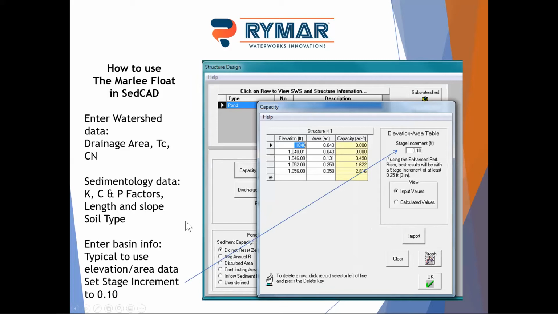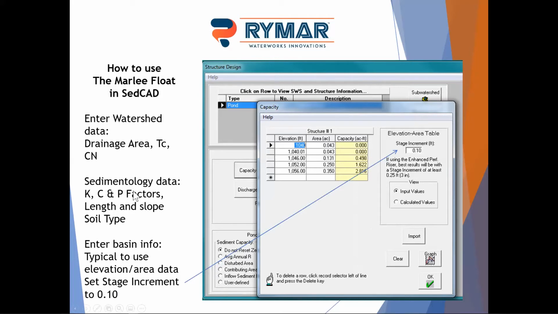When you do this, I'm not going to go through all the details of SEDCAD. If you're not familiar with SEDCAD and have more questions or would like some more detail on that, please reach out to me directly. I'll give you my contact information here, and I'll be glad to go through this in more detail. But you're going to enter your watershed data, so your drainage area, your time of concentration, and your curve numbers. That'll build each watershed.